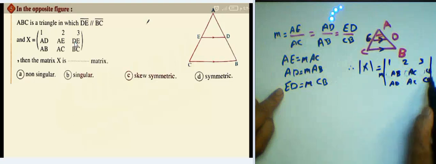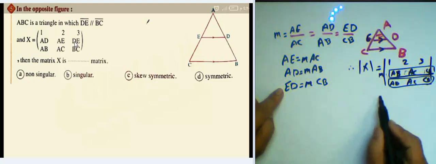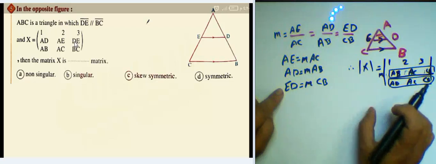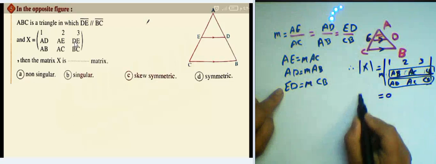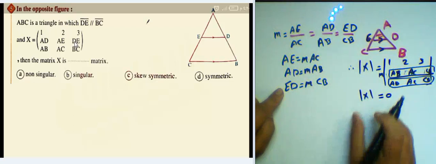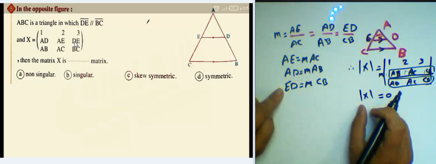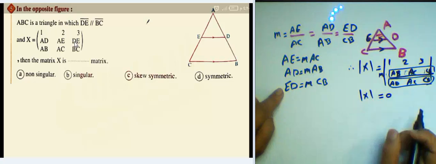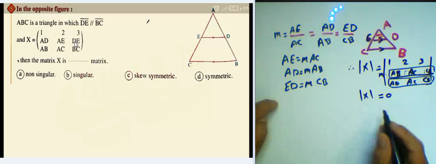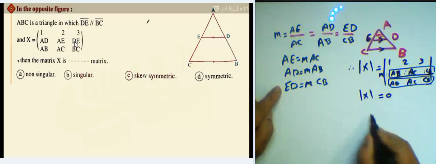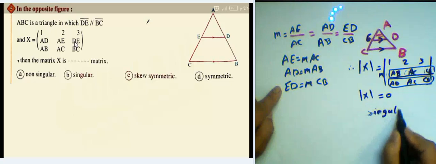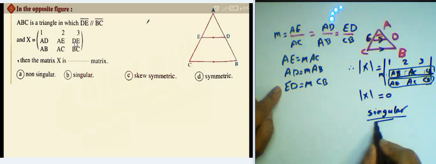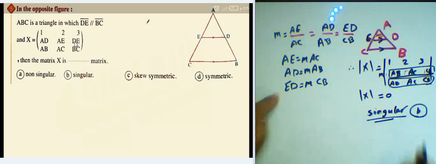Okay, and we have two equal rows. Then the value of this determinant will be 0, 0 times M equals 0. Then the determinant of matrix X will be 0, then this matrix will be singular. Singular. Okay, choose letter B for this question.